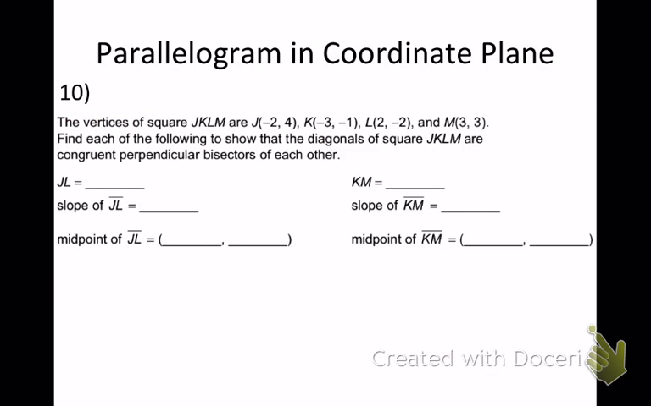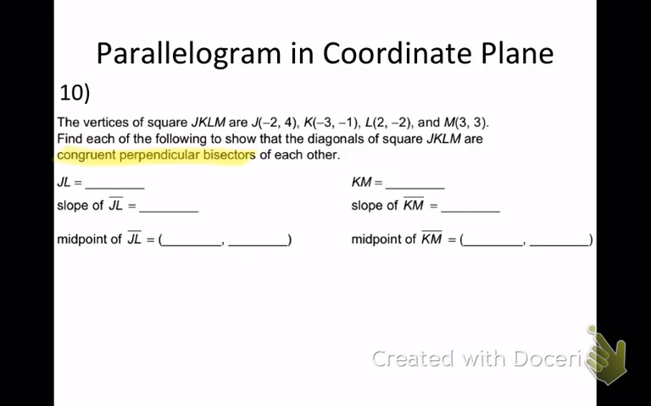So, let's look at number 10 here. The vertices of square JKLM are J is negative 2, 4. K is negative 3, negative 1. L is 2, negative 2. And M is 3, 3. Find each of the following to show that the diagonals of square JKLM are congruent perpendicular bisectors of each other.